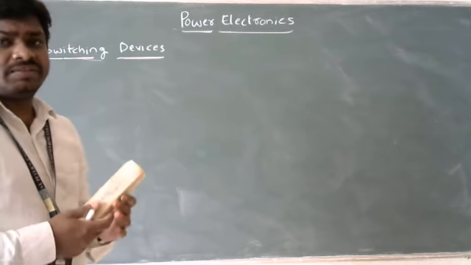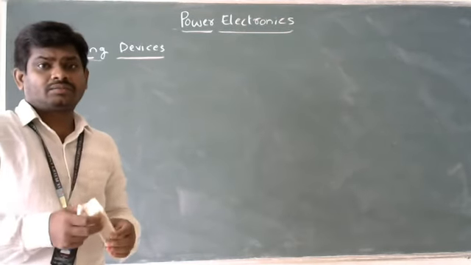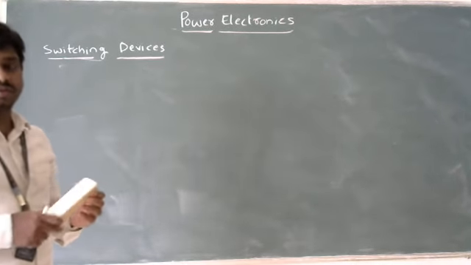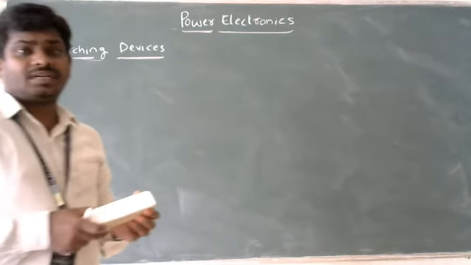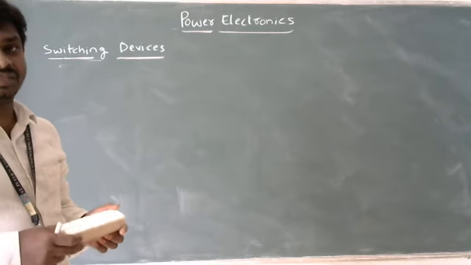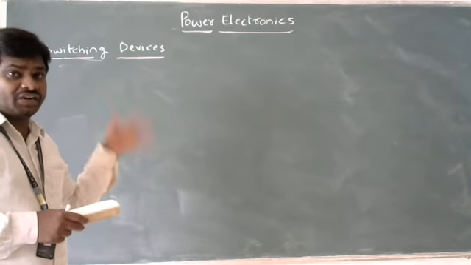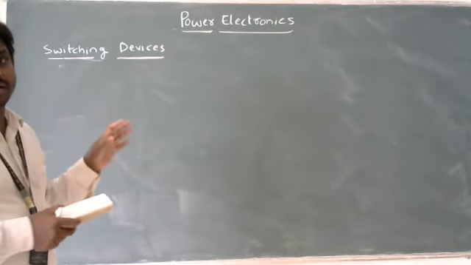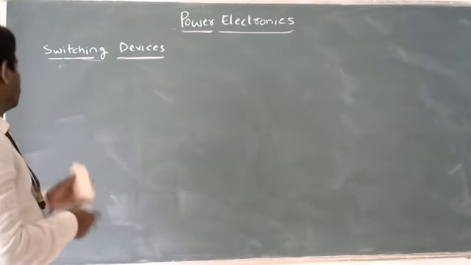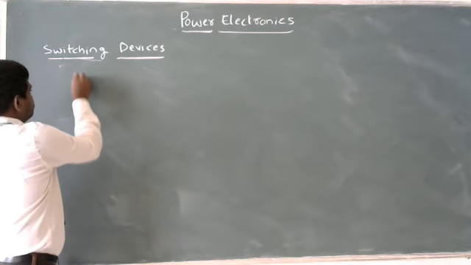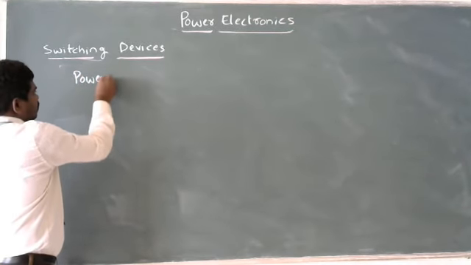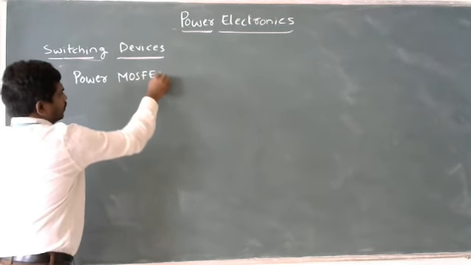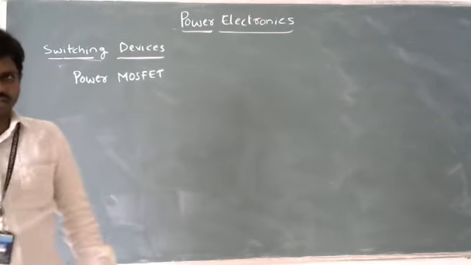In the last video, we covered three different types of switching devices: power diode, SCR, and power BJT. In this video, we are going to continue that previous class and take one more switching device, called the power MOSFET. So another device is the power MOSFET.